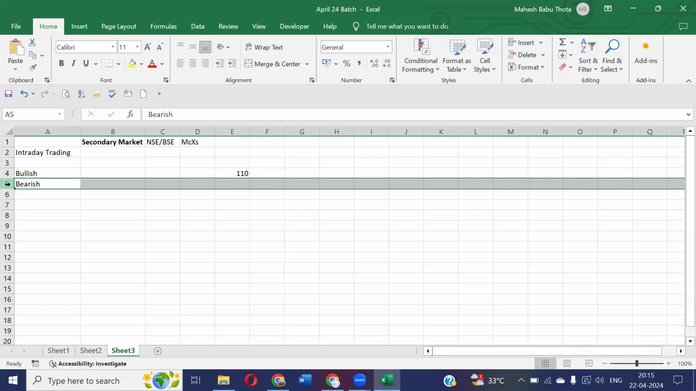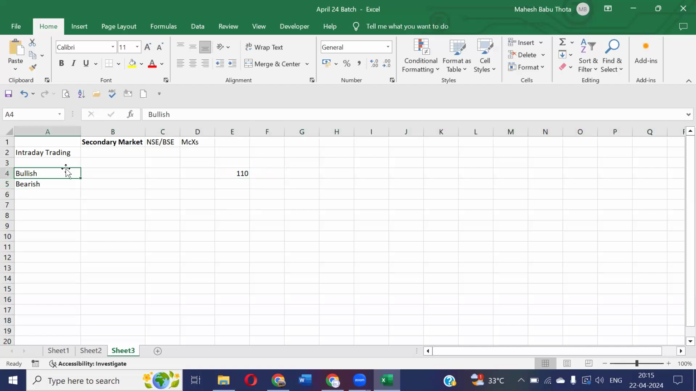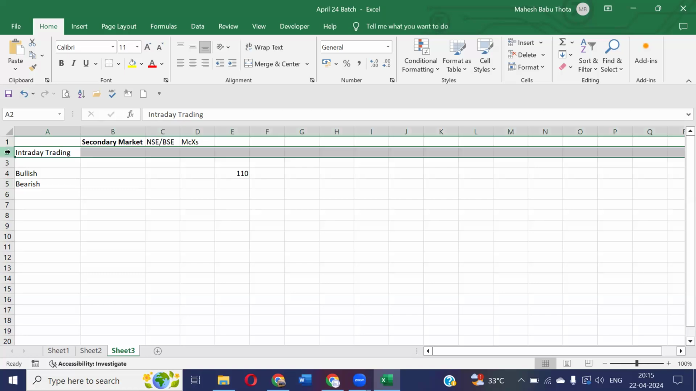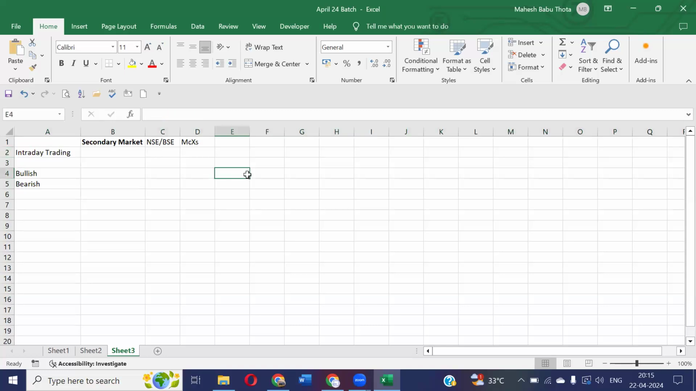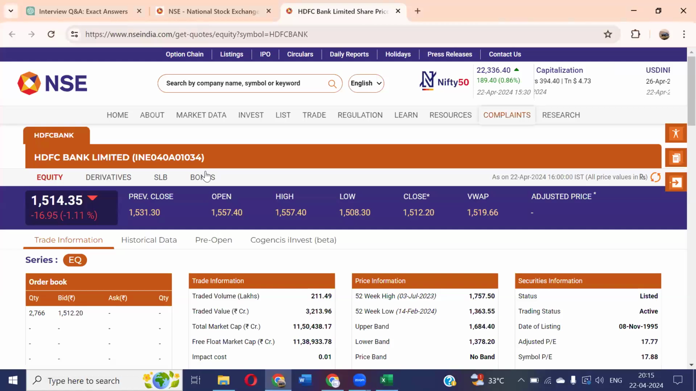So now we will discuss a few more concepts. How will we make a profit in intraday trading? Can anyone explain? Suppose on the same day I am purchasing and selling the same security, how will I make a profit? How practically will it work? Let's take an example, the same company, HDFC itself. It opened at 1557, closed at 1508. In this case, if I purchase this HDFC share, will it make a profit or loss?